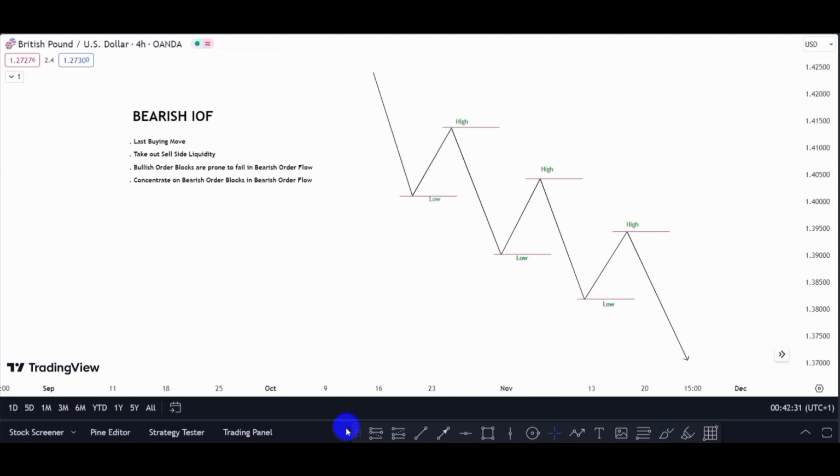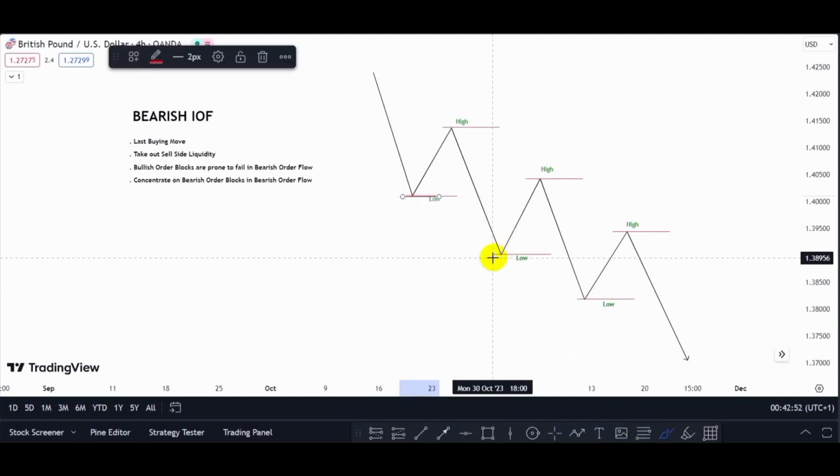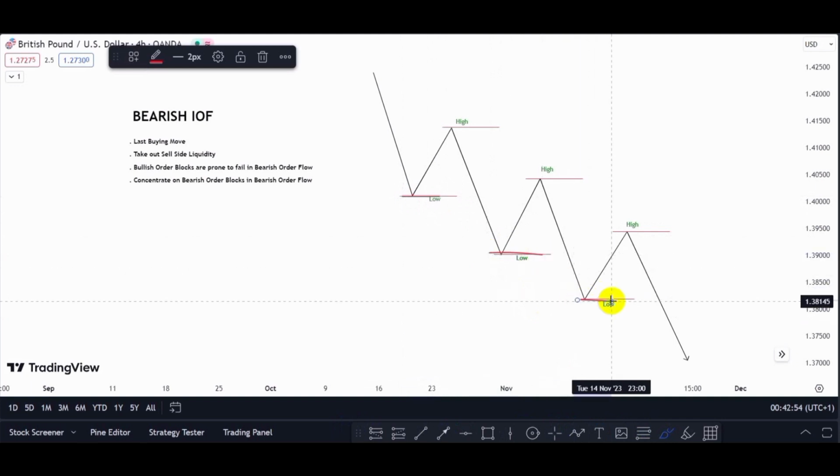In the bearish institutional order flow, we pay attention to the buying move before the sell move, meaning we pay attention to the retracement, because the retracement is the buying move in the bearish institutional order flow. And in the bearish institutional order flow, price is targeting the sell side liquidities. So the lows are the sell side liquidity. So price is targeting the sell side liquidity to take it out.